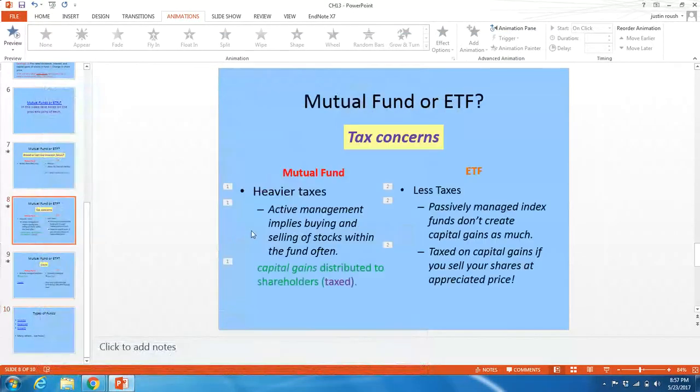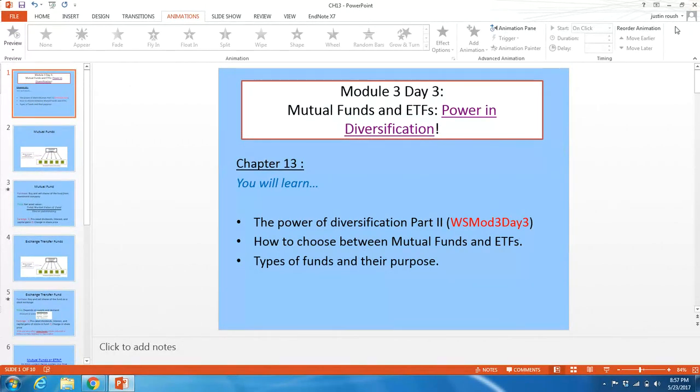All right, guys, that's short and sweet. That's mutual funds.